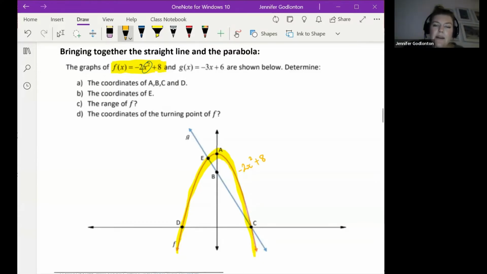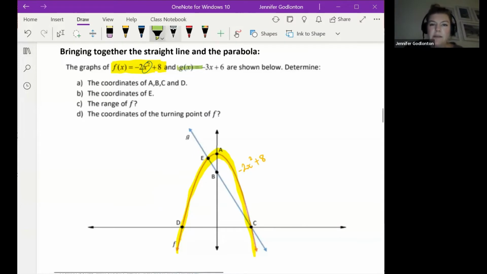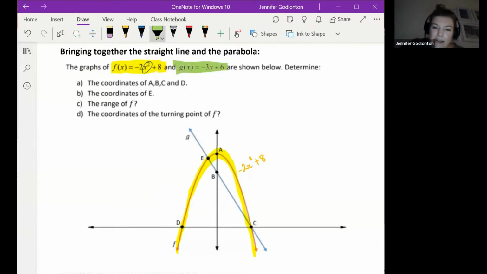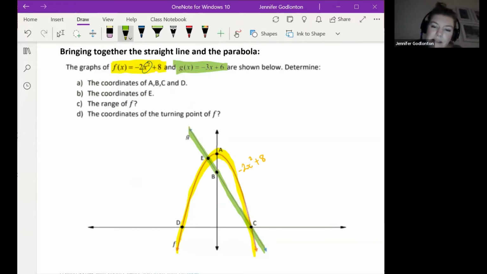That means that this graph over here, this G, is my straight line. So now we know that that's my straight line, which means that this graph is negative 3x plus 6. Okay, cool. It's important for us to establish what's going on.